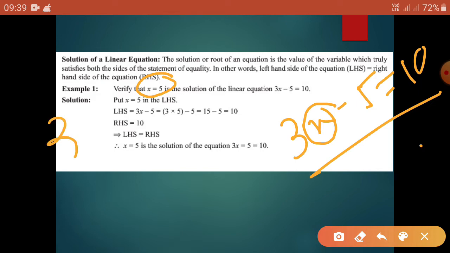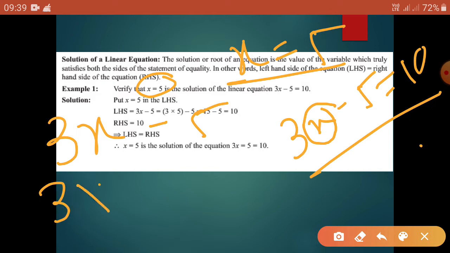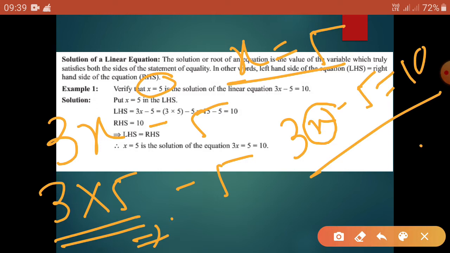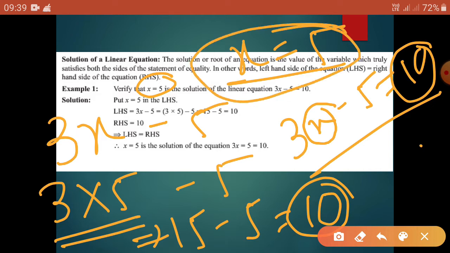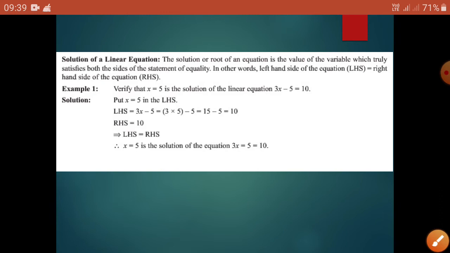3x minus 5, where x is 5, so put the value. 3 into 5 minus 5, so this is 15 minus 5, that is equal to 10. So this is the left hand side and this is the right hand side, and the values on both sides are equal. So we can say that x equal to 5 is a solution of that linear equation. Got it? Okay, go to the next slide.